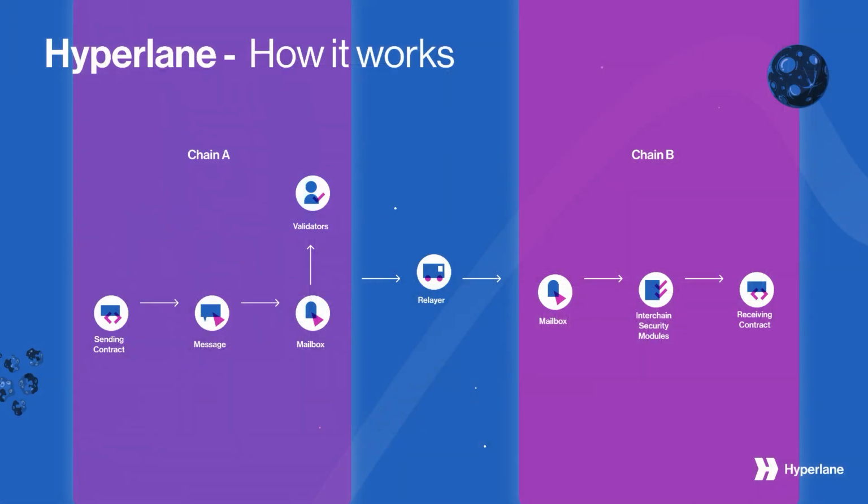So if the first piece is the mailbox, this set of contracts, this on-chain API, the second is the security module. Third is the relayer. This is a term that gets used in a lot of systems and doesn't always mean the same thing. In the case of Hyperlane, it's basically just a delivery vehicle for all intents and purposes.